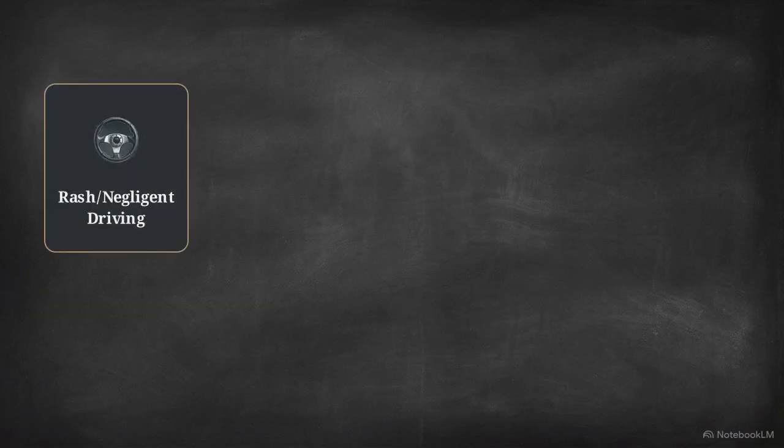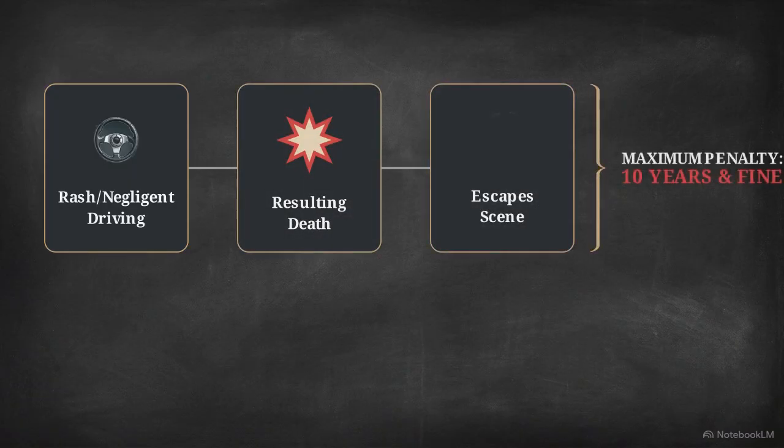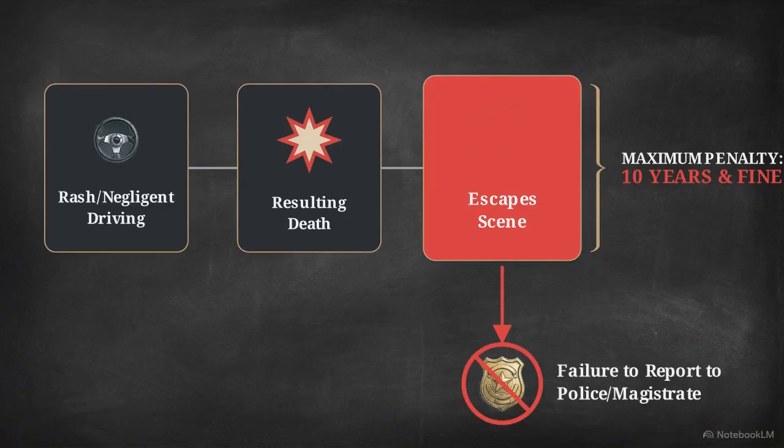The offense requires three sequential elements: rash driving, a resulting death, and the act of escaping the scene. Look at the escape scene box. This is a strict liability trigger. The maximum penalty is activated by the physical act of fleeing without reporting the incident to a police officer or magistrate soon after the occurrence.